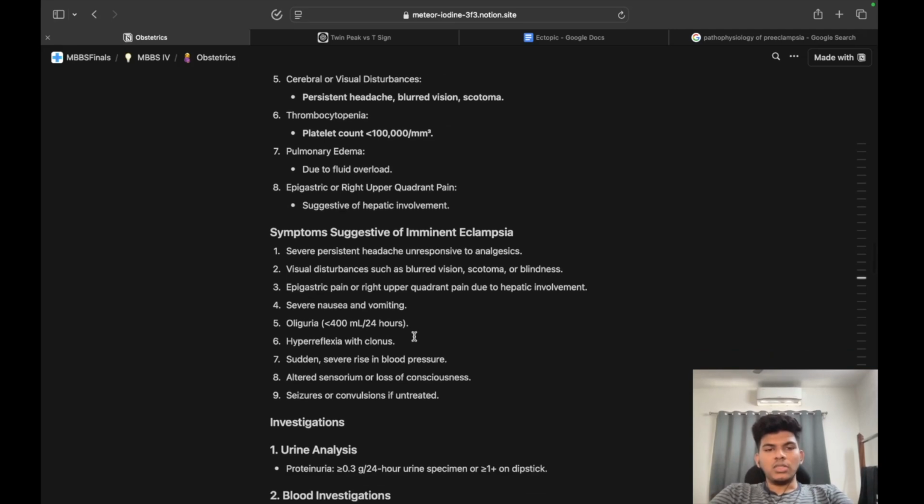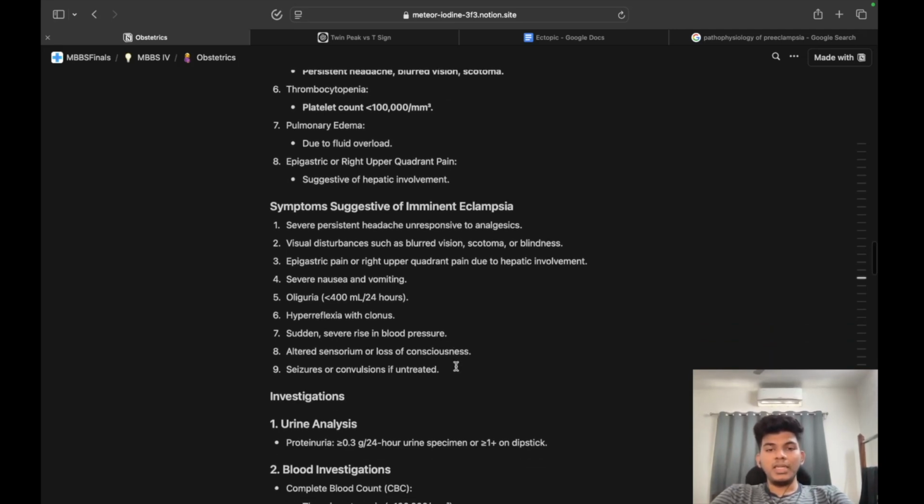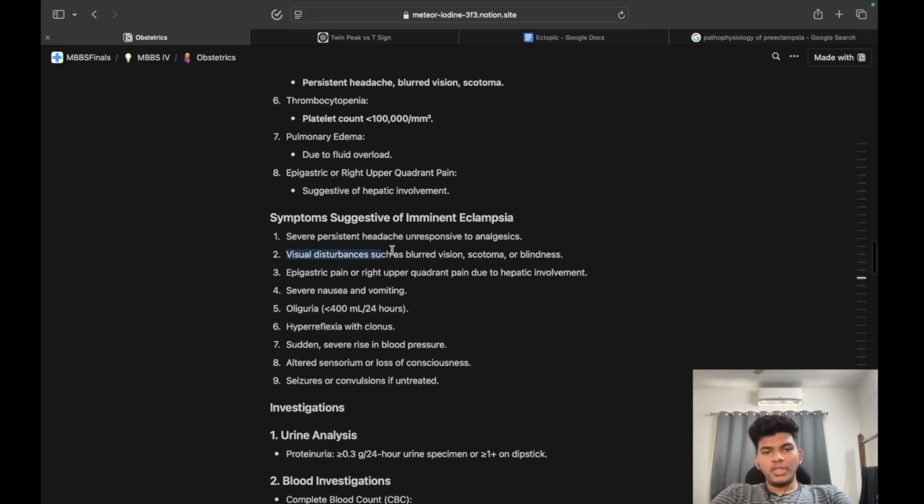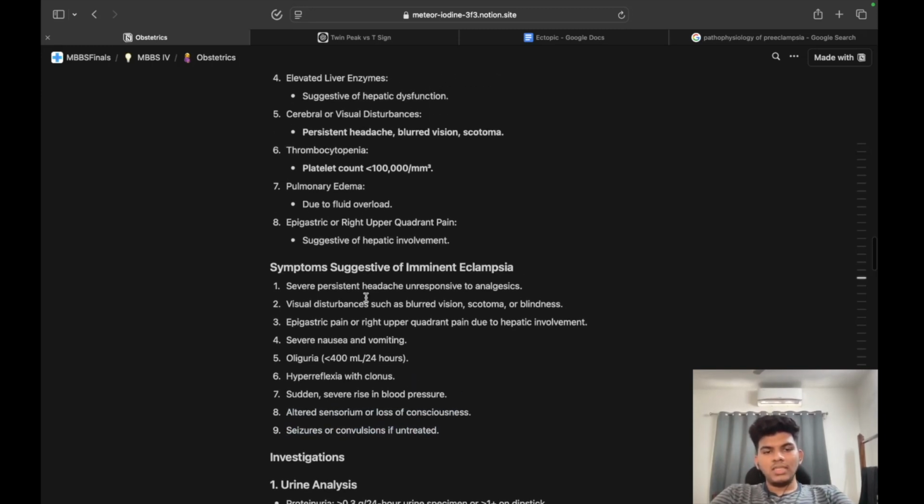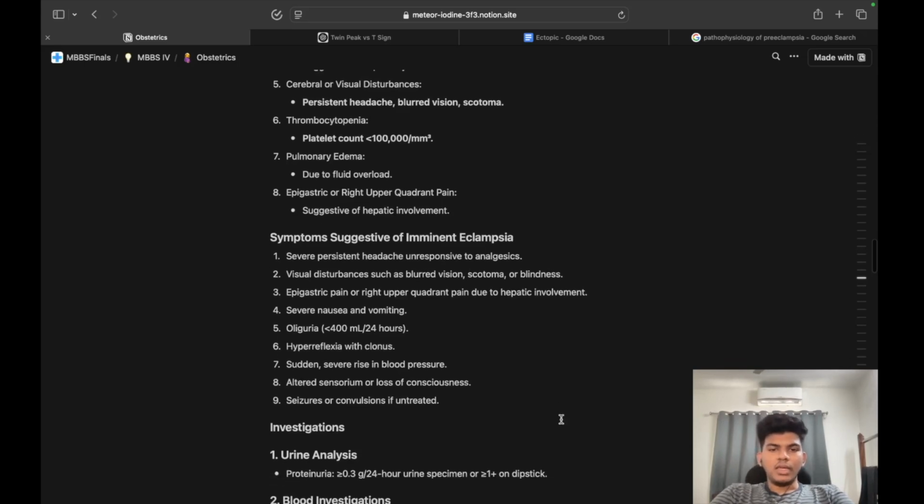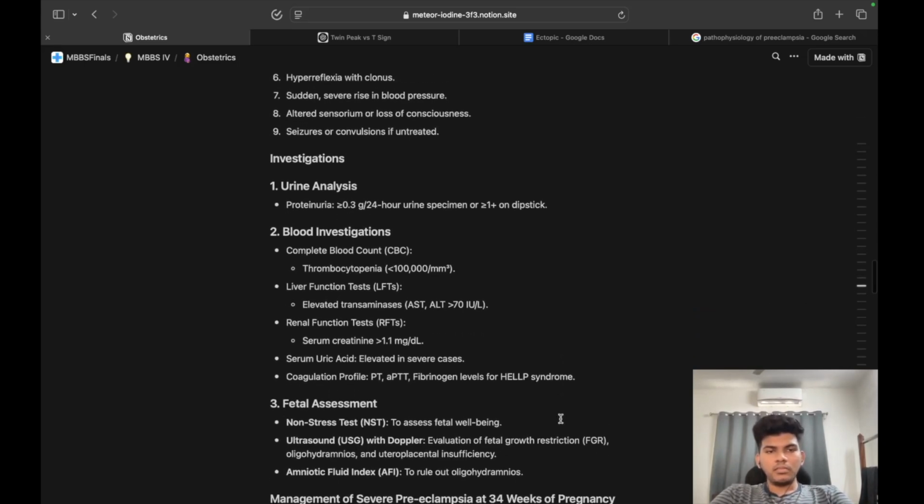Coming to the next one, symptoms suggesting imminent eclampsia. Severe persistent headache unresponsive to analgesics. Headaches and visual disturbances we have already seen, then epigastric pain, right upper quadrant pain due to hepatic involvement, severe nausea, vomiting, oliguria, hyperreflexia with clonus, which is something new, sudden severe rise in blood pressure, altered sensorium or loss of consciousness, seizures or convulsions. So overall, these signs suggest that eclampsia is imminent.